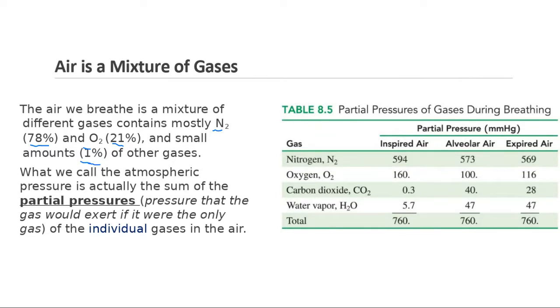What we call the atmospheric pressure is actually the sum of partial pressures. Please take care about this word, partial pressures. What is the meaning of partial pressure? The partial pressure of one gas is the pressure that the gas would exert if it were the only gas in the container. So if I have a mixture of gases, the partial pressure of the oxygen is the pressure that the gas would exert if it was the only gas in the container.